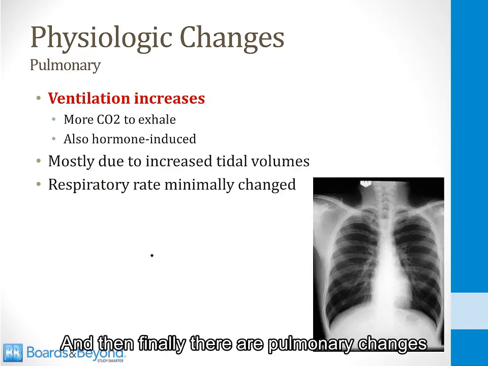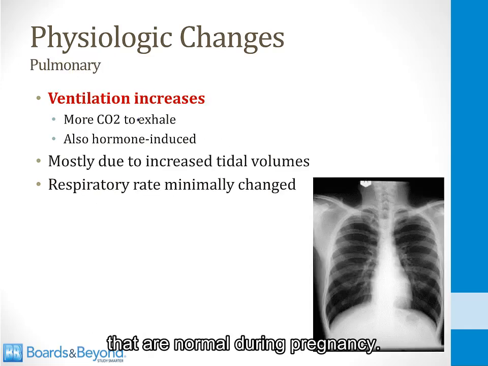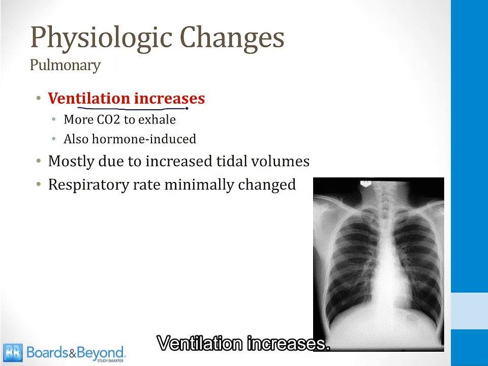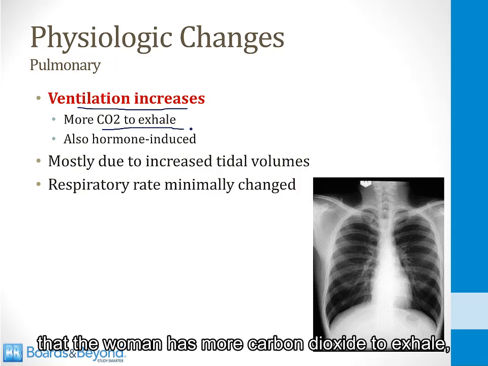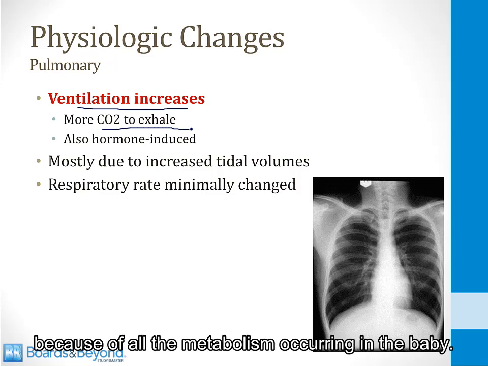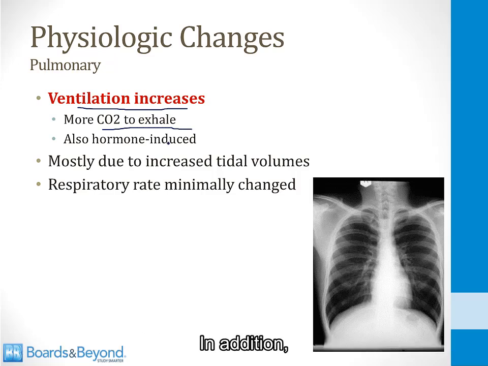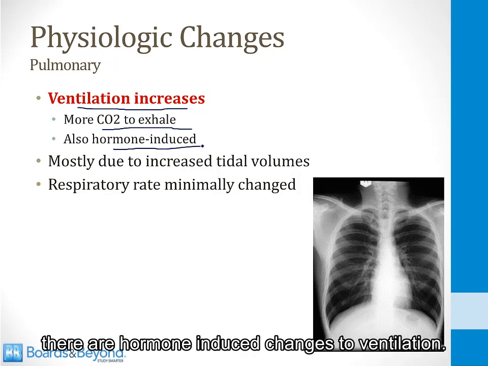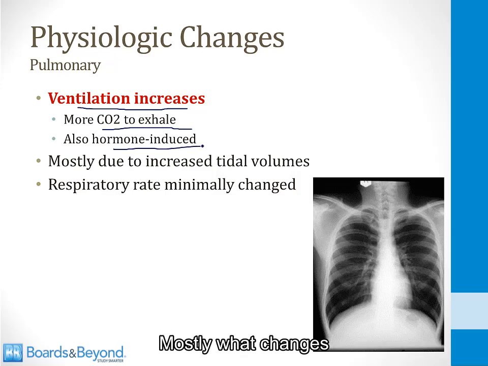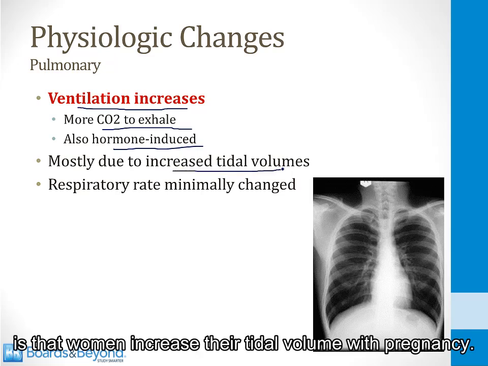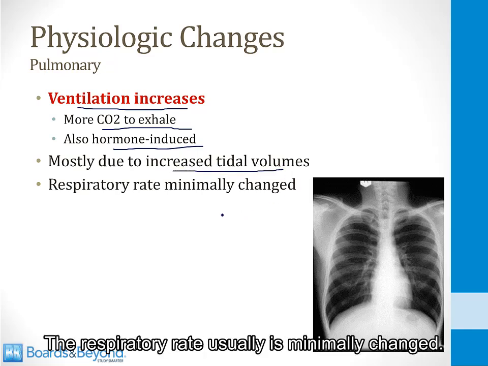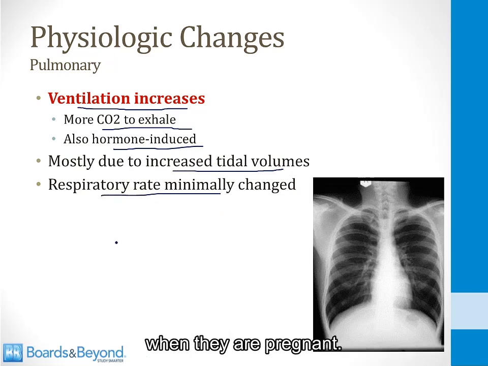And then finally, there are pulmonary changes that are normal during pregnancy. Ventilation increases. You can imagine that the woman has more carbon dioxide to exhale because of all the metabolism occurring in the baby. In addition, there are hormone-induced changes to ventilation. Mostly what changes is that women increase their tidal volume with pregnancy. The respiratory rate usually is minimally changed, and women usually are not tachypneic when they are pregnant.